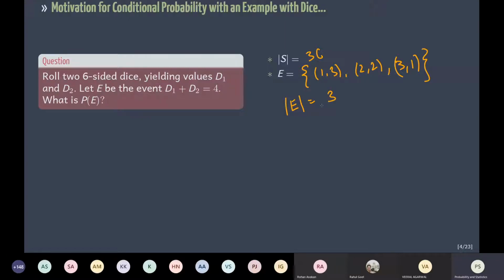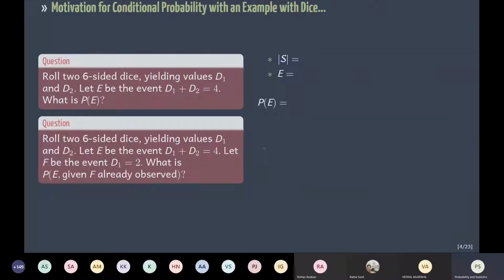So in this case, the probability of E will be the cardinality of E over the sample space S. So this comes out to be 3 over 36, which is 1 over 12. So that would be the answer in this case.